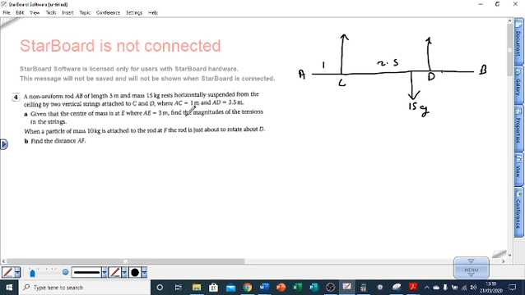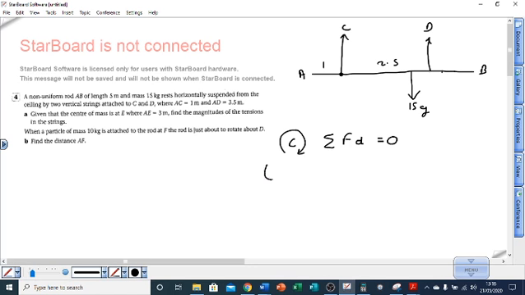It says find the magnitude of the tensions in the strings. So here we go. Let's call this C, and let's call this D. Okay, so what I can do is take moments about this point just here, about C, clockwise is positive, and because it's in equilibrium, we've got the sum of the moments, force times perpendicular distance, is equal to 0.